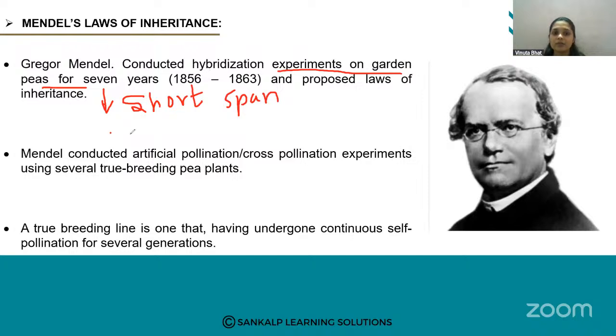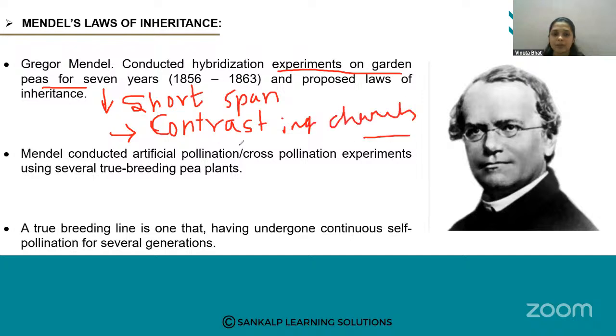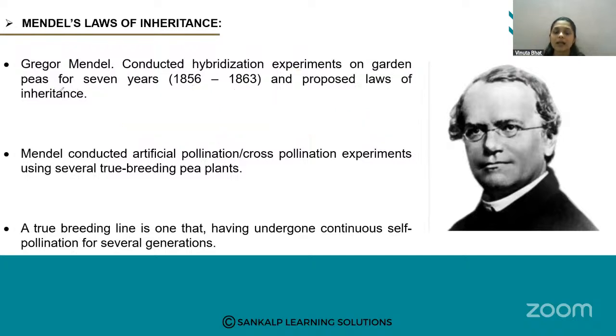They also have some contrasting characters. What those contrasting characters are, we will study later. The pea plants show contrasting characters, and they are very easy to grow. There are many other characteristics that made Mendel choose the garden pea plant for his experiments.